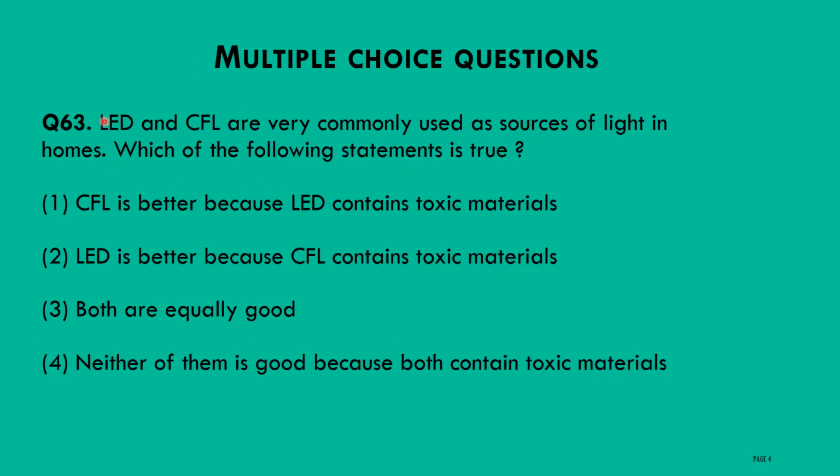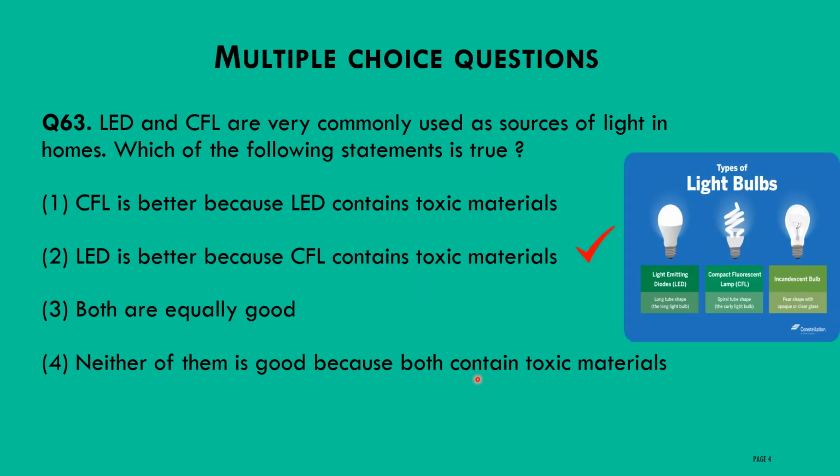Question number 63. LED and CFL are very commonly used as a source of light in homes. Which of the following statements is true? First one, CFL is better because LED contains toxic materials. Second one, LED is better because CFL contains toxic materials. Third one, both are equally good. Fourth one, neither of them is good because both contain toxic material. Which is the correct answer? The correct answer is LED is better because CFL contains toxic material.